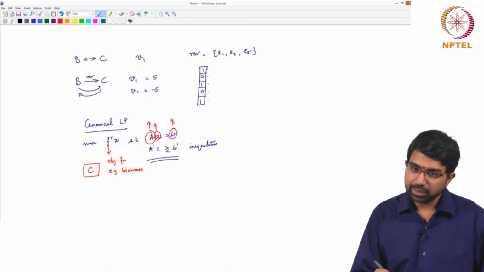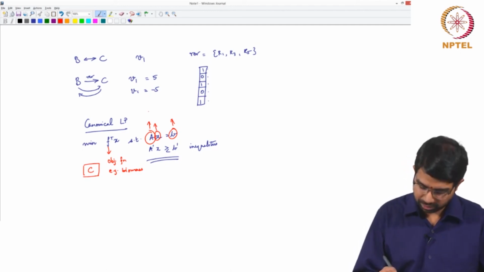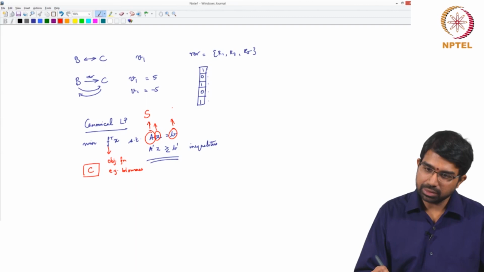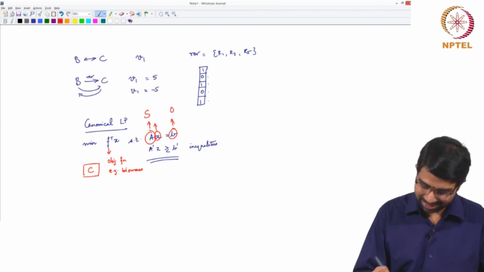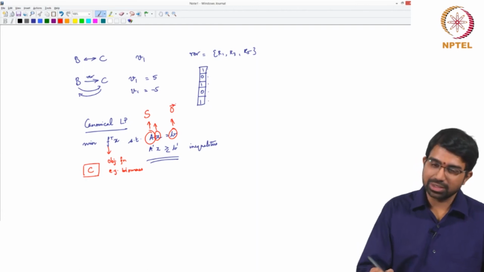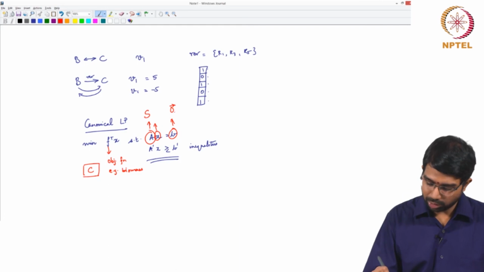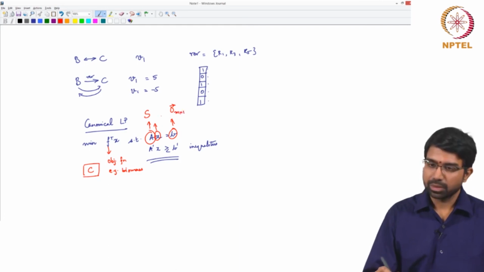What is A? The equivalent of A? The stoichiometric matrix. Equivalent of B? 0. 0 vector. What is the size of the 0 vector? M cross 1. Very good. What is X?